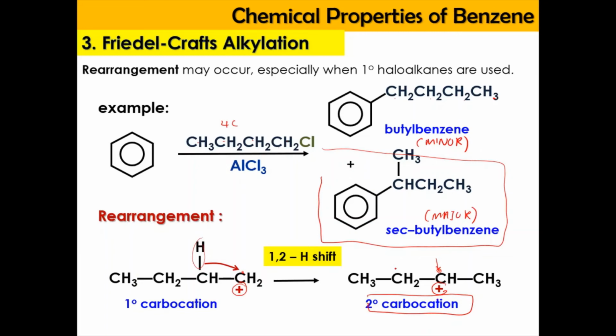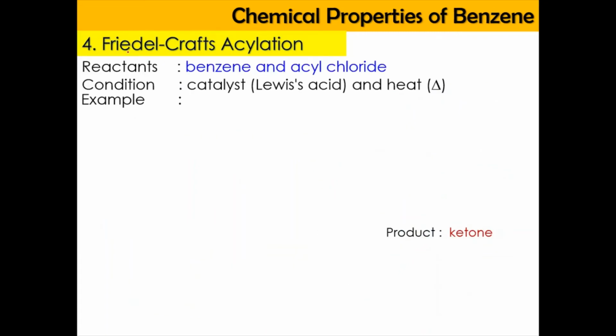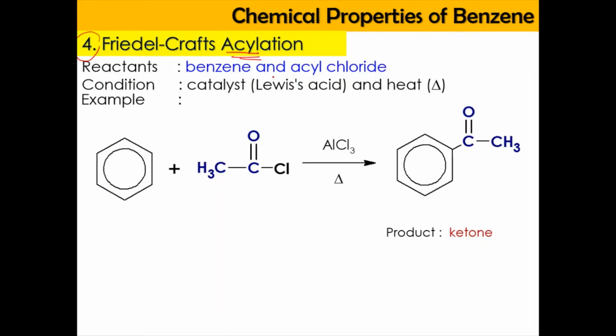Okay. Now we're going to look into the fourth step, which is the Friedel acylation. Okay, tadi alkylation, sekarang acylation. So for this step, we're going to get the reactant as benzene and the acyl chloride, as well as we need the catalyst, which is Lewis acid dan juga heat. Okay, so acyl chloride is C double bond O attaching with the chlorine here. Okay, acyl chloride, C double bond O with a chlorine. So this is known as the acyl chloride.